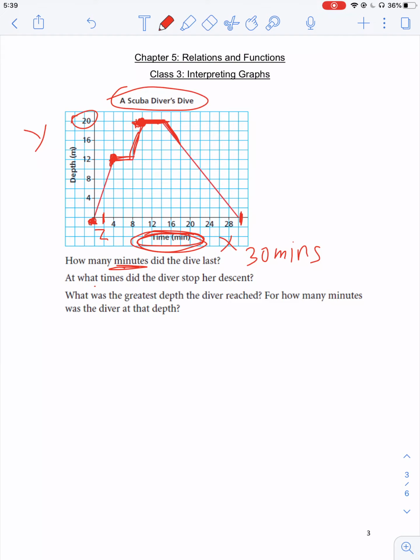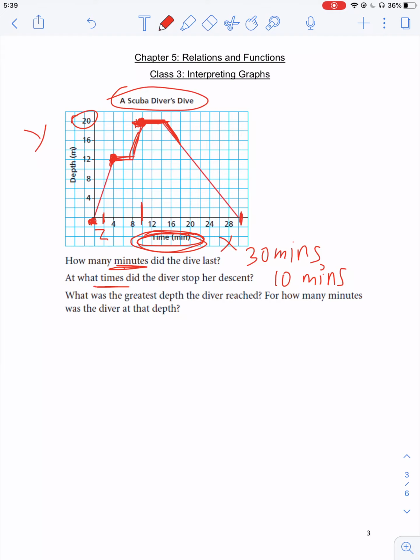So at what time? We have to figure out what that time is. It's right over here, between 8 and 12. Remember, we're increasing by 2, so this has to be 10 minutes. Okay, and now what was the greatest depth the diver reached? For how many minutes was the diver at that depth?